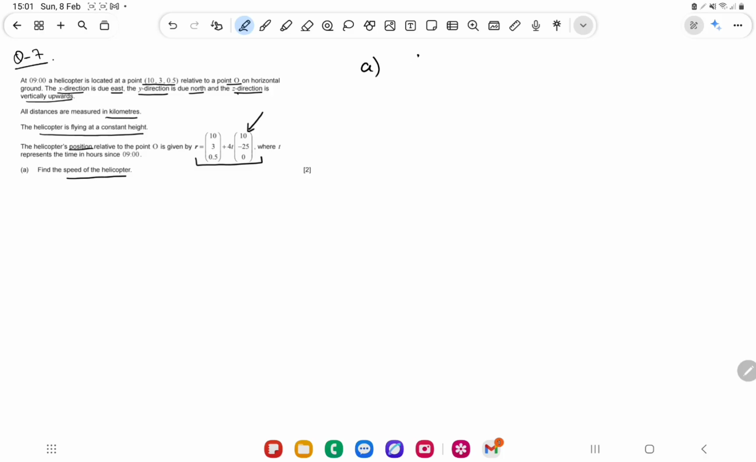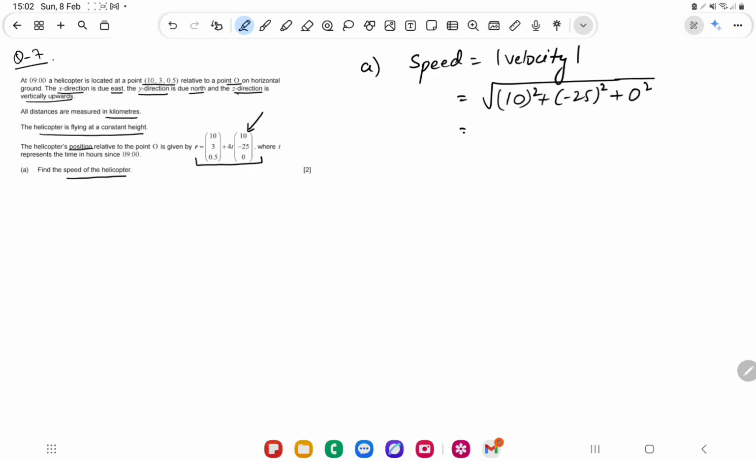Now to find the speed of the helicopter, I can write that speed is nothing but the magnitude of velocity. So I can take the magnitude of the direction vector as 10 squared, minus 25 squared, 0. After solving this, we will get 108 kilometer per hour as our answer.